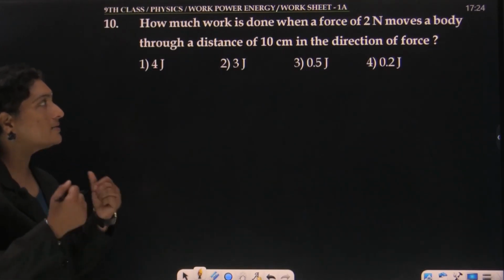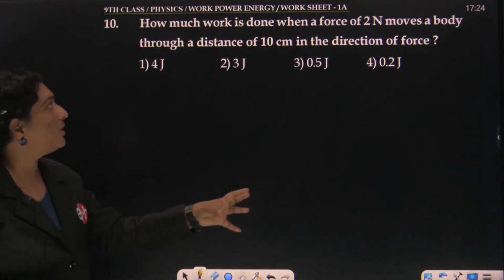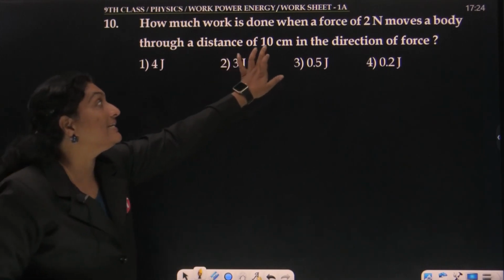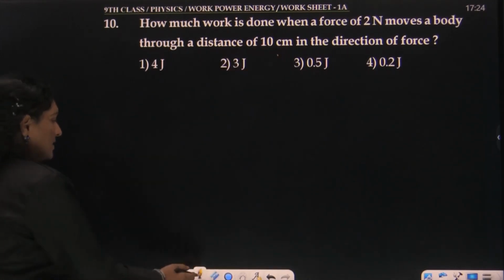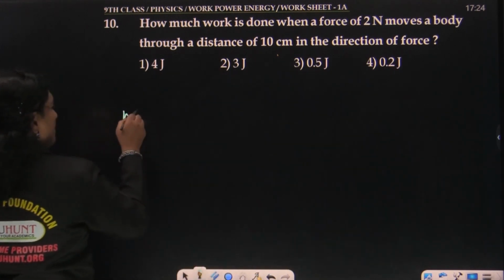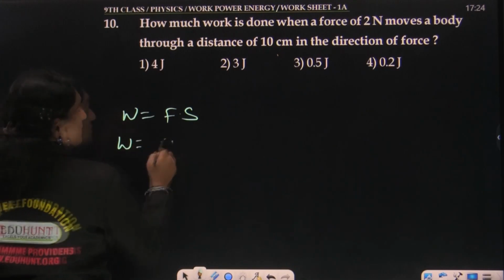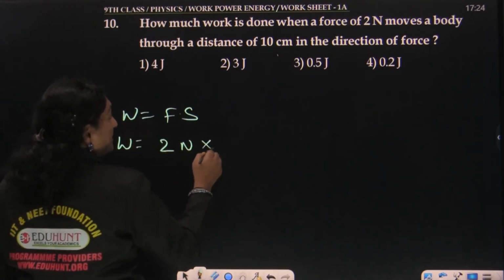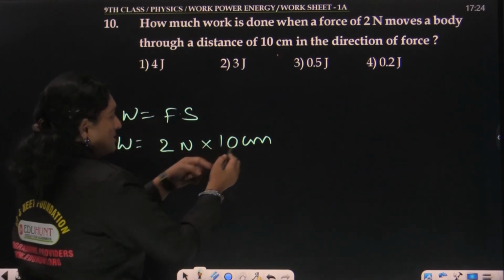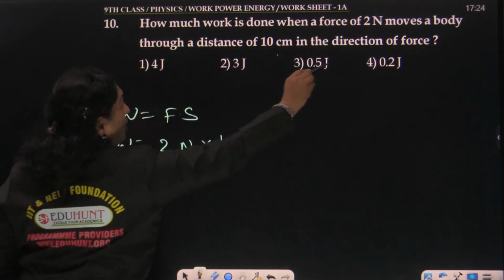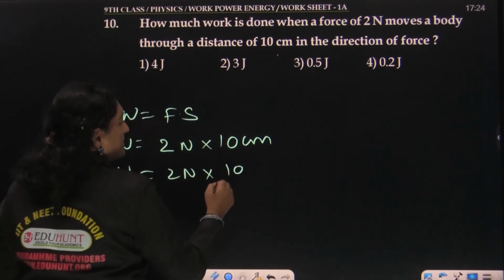How much work is done when a force of 2 newtons moves a body through a distance of 10 centimeters in the direction of force? So work done is nothing but F dot S. So this is nothing but 2 Newton multiplied by 10 centimeters. This is in SI system and this is in CGS system. All options are in SI system. So let us convert into SI system.